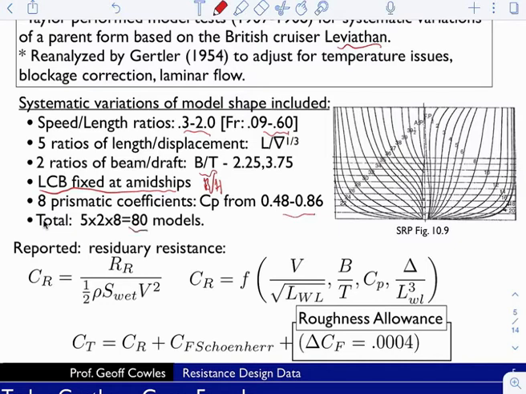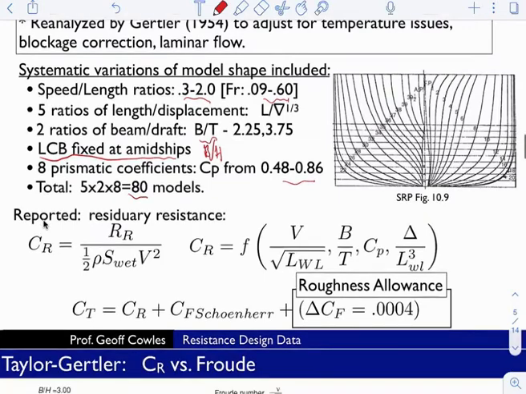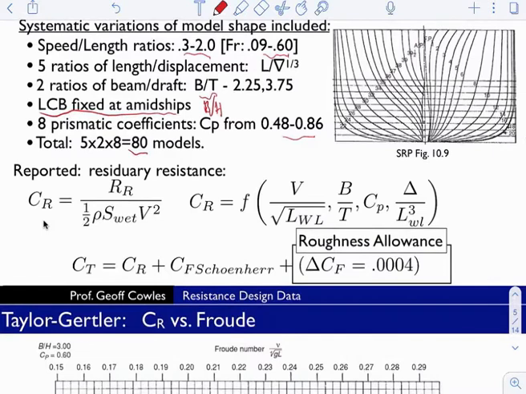And there were a bunch of other related series in the work that went on at the model basin, or that Taylor conducted in the early decades of the 1900s. So what was reported was this residuary drag coefficient, as always normalized by the dynamic pressure times the velocity squared.